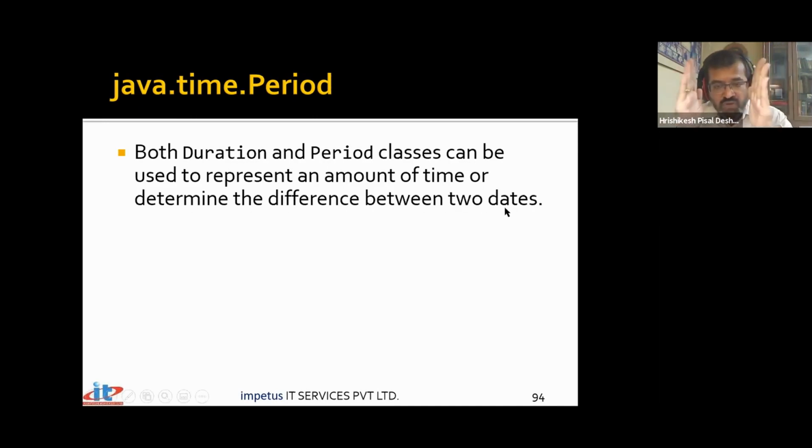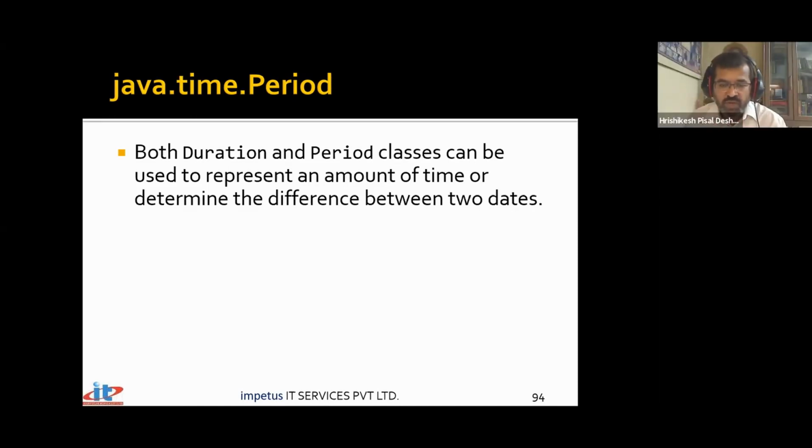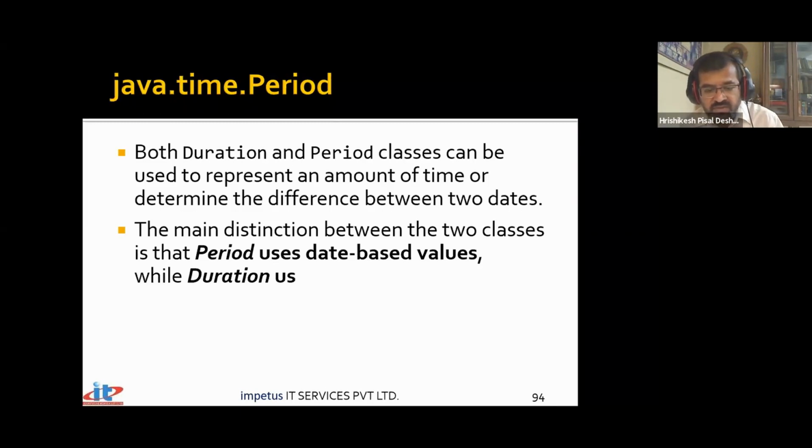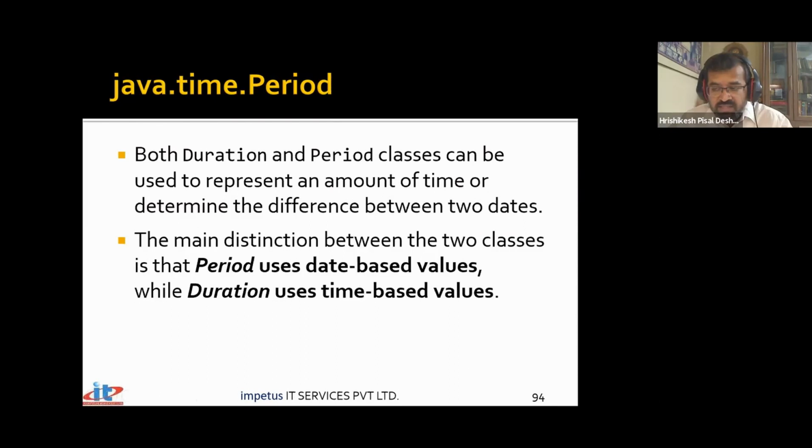That means between two different instants, we can have Duration or Period. But then when do I use Duration and when do I use Period? That's the only understanding that we need to have. Period uses date-based values. I don't know how old you are, I'll take a Period. And how much time did you take since the assignment was given to you? Morning I gave you an assignment and till now you have not finished.